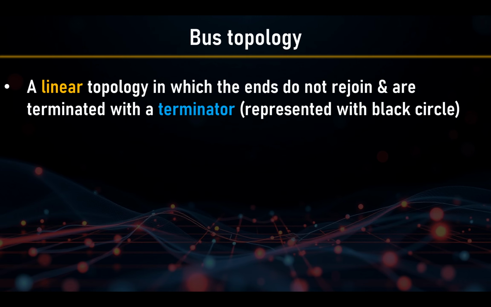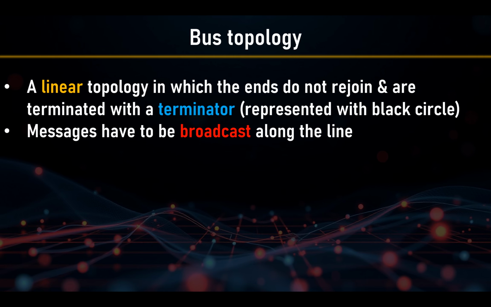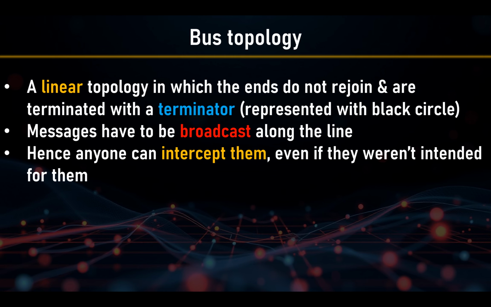Then if we look at the bus, this is a linear topology, like a line, in which the ends do not rejoin and are terminated with a terminator. The terminator is basically just a resistor, so the electrical signal hits the terminator and is just absorbed. Messages have to be broadcast along the line, so anyone can listen in, although again it should be encrypted.